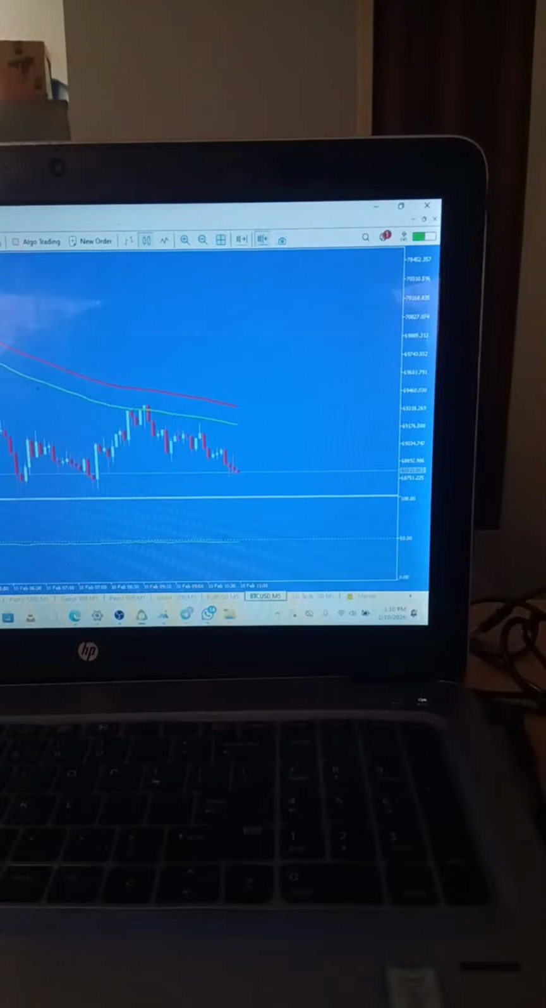Okay, we sold around here. When we saw price was dropping down here, then we sold. So here with a small pullback, but now price is now moving down.